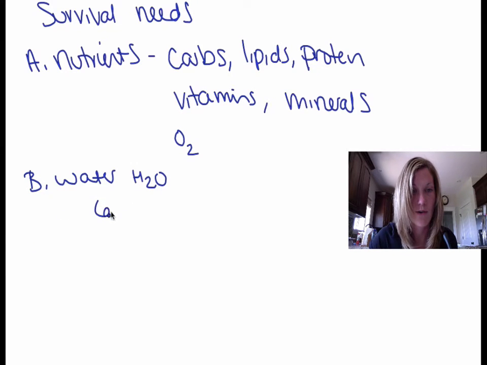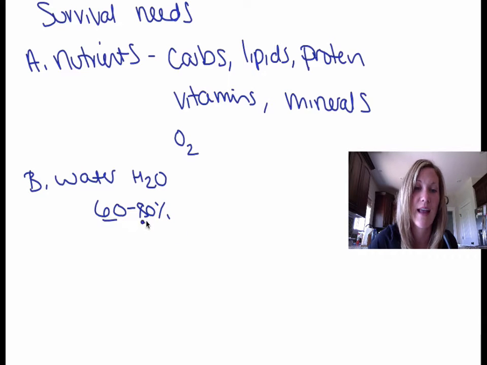We are between 60 and 80% water, so our total body weight is about 60 to 80% water. This provides for metabolic reactions, so chemical reactions mostly are going to occur in water. It also allows for stable body temperature.